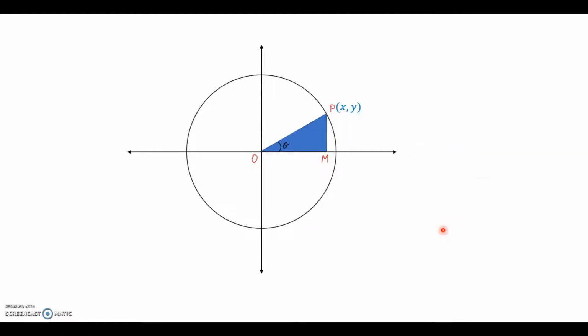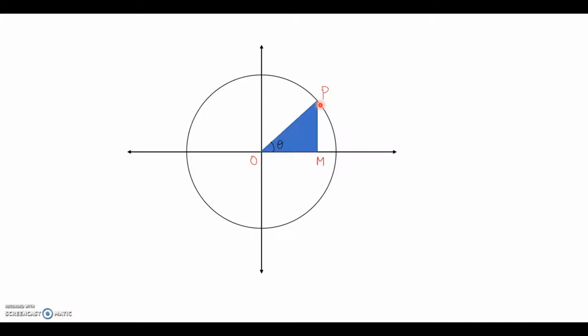Let's consider this right angle triangle inside a unit circle, and at point P the triangle touches the circle. The coordinate of the point P can be written as x and y, if OM equals x, which is on the x-axis, and PM is equal to y, which lies on the y-axis. So if I'm going to move this point P further up on the circle, keeping the same radius, let's consider this radius to be 1 here. And if I move it up, let's see what happens.